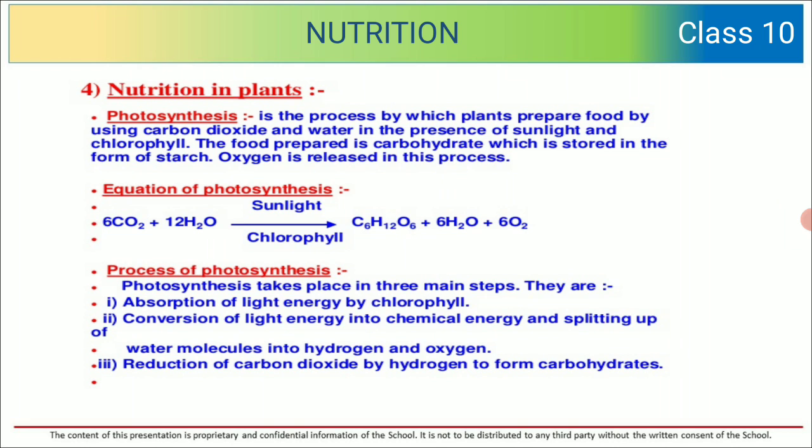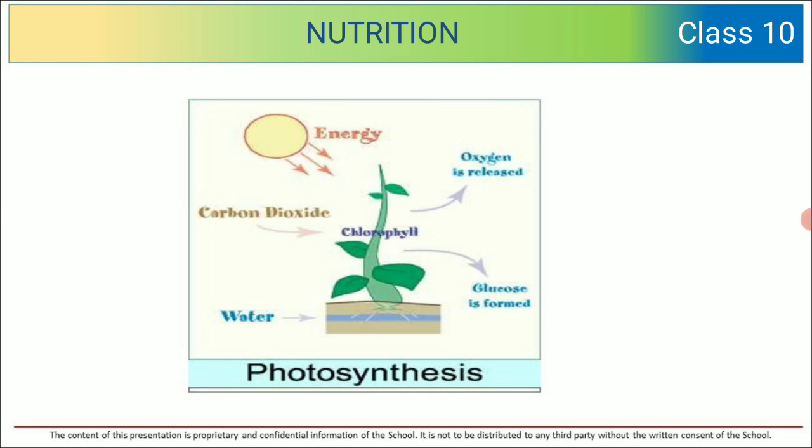What is actually the process of photosynthesis? Photosynthesis takes place in three main steps: first is absorption, then conversion, and reduction. In absorption, sunlight is absorbed by the chlorophyll. In conversion, light energy is converted into chemical energy. Splitting of water molecules into hydrogen and oxygen is seen over there. And reduction of carbon dioxide by hydrogen is seen to form carbohydrates.